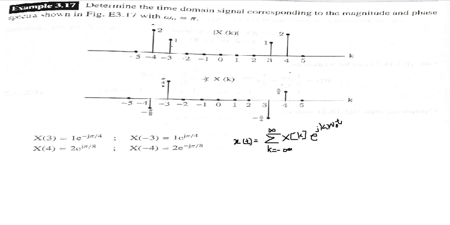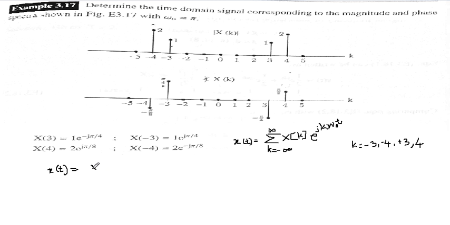The values available are for k taking -3, -4, +3 and +4. So let's substitute those values. We can write x of t is equal to, we can take the leftmost value, so it is -4, or we can take any value. Let's go with this +3.